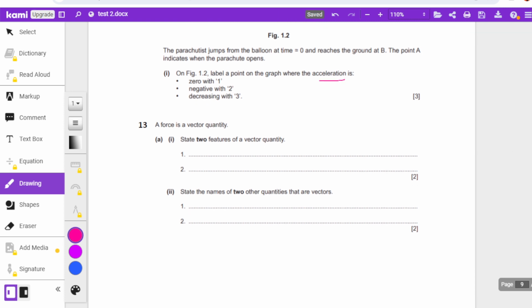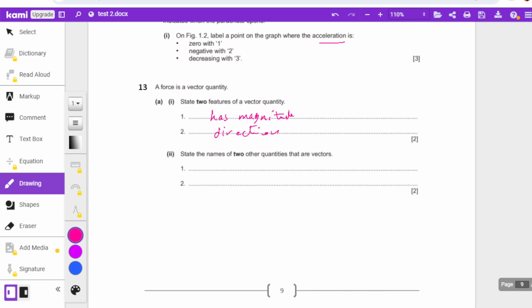A force is a vector. State two features of a vector quantity. A vector has magnitude and direction, okay? State the names of two other quantities that are vectors.